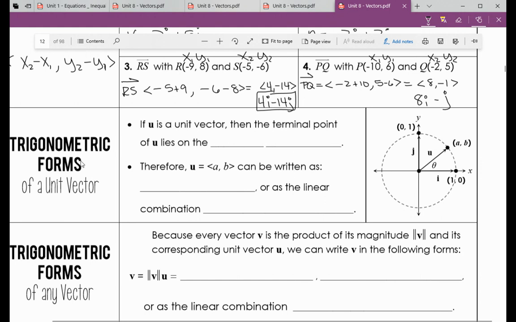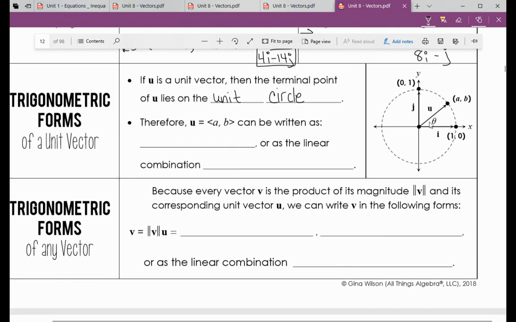Trig forms of a unit vector. When you start getting into a unit vector, you're going back to the unit circle. So if u is a unit vector and the terminal point of u lies on the unit circle, okay, so make sure you have your unit circles because we will be able to use that. So this is what they're talking about if you've got a unit vector. Basically, that's the radius of the circle.